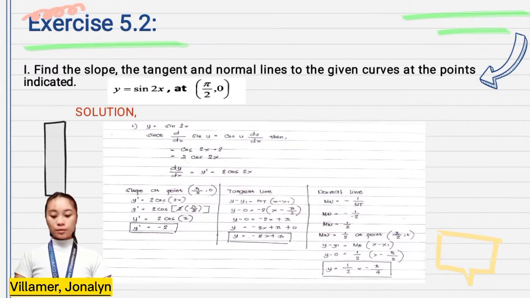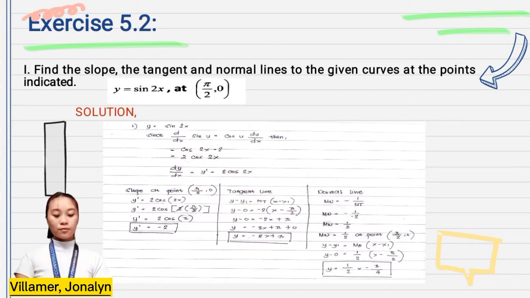Exercise 5.2. Find the slope, tangent, and normal lines to the given curves at the point indicated. 1. y equals sine 2x. Since the derivative of sine u is cos u, then dy equals cos 2x times 2 dx. So the derivative of sine 2x is 2 cos 2x.